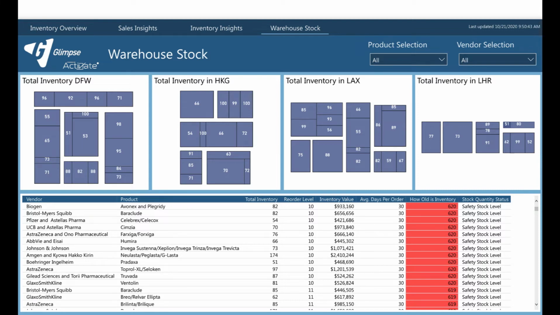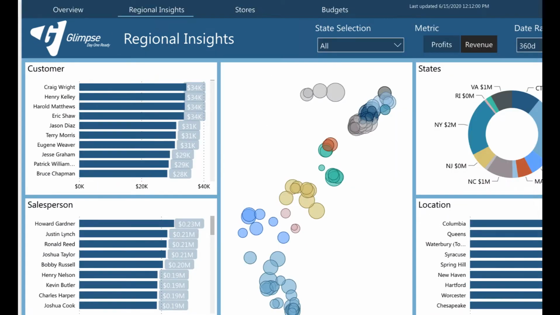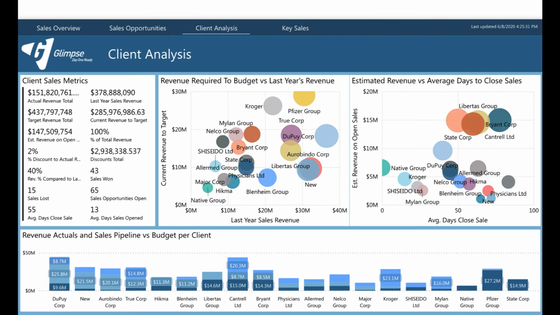In this case, we're looking at warehouse data. We're looking at product sales across regions and stores. We're looking at specific retail sites. There we are in New York. We can break that down and look at individual sites. We're looking at CRM analysis for clients.